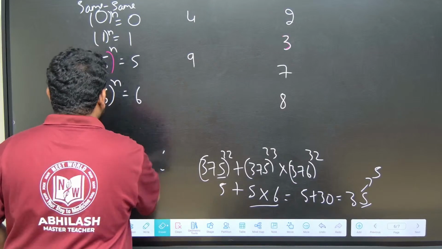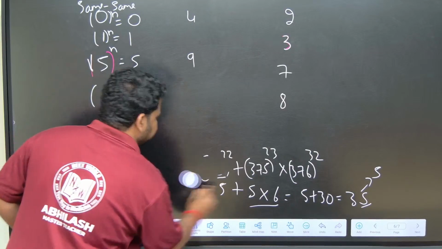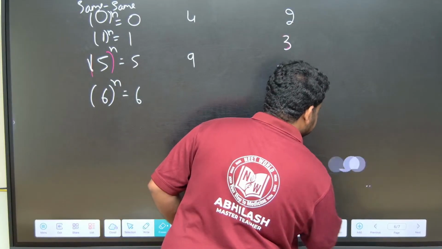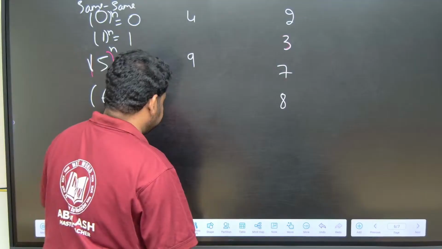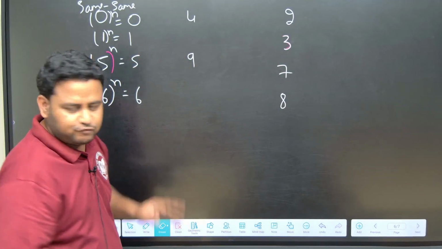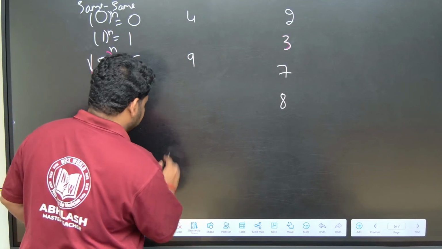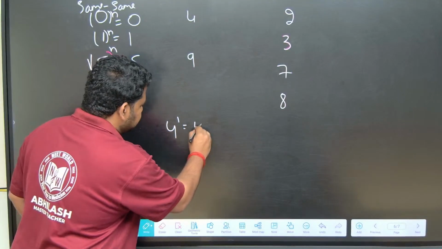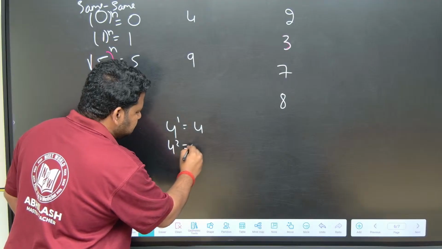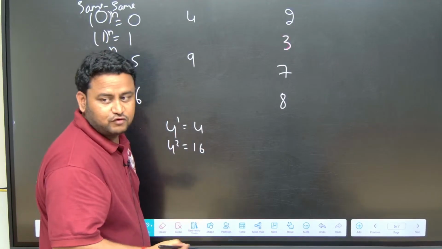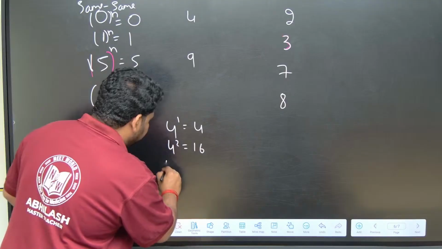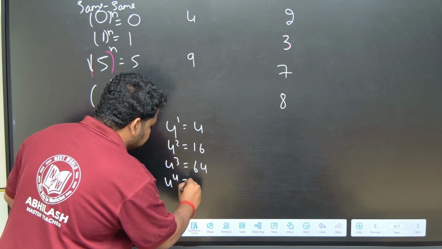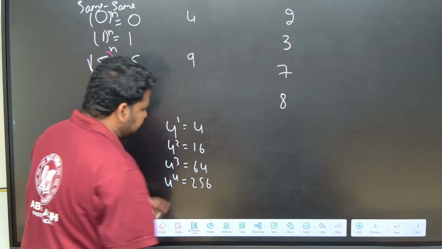Now let us have a look at these perfect square numbers. Okay, observe carefully. I have 4 here. So 4 to the power of 1 is 4. 4 to the power of 2 is 16, not 4 into 2. 4 to the power of 3 is 64. Okay. 4 to the power of 4 is 256. Now, can you observe some pattern?